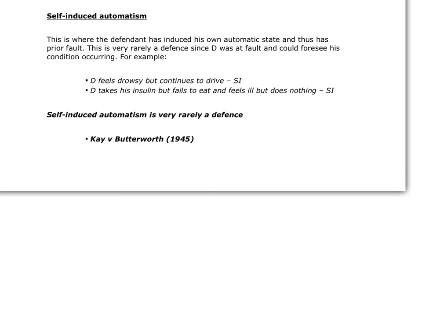Again, applying this, there's only a couple of new bits on this presentation. We will do that next week and the week after, so we'll pick that up pretty quickly. So self-induced automatism is very rarely a defence. So an example to illustrate that is Kay and Butterworth.